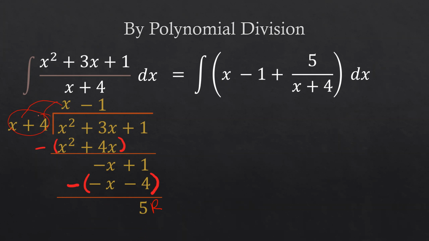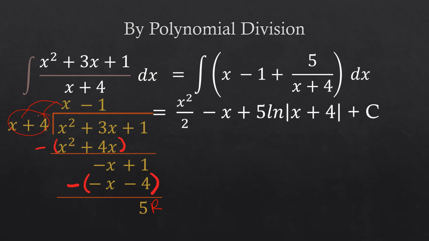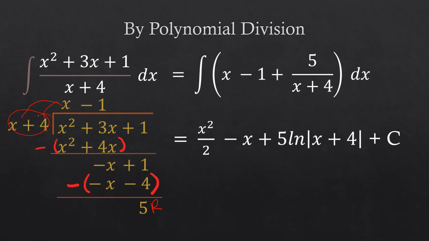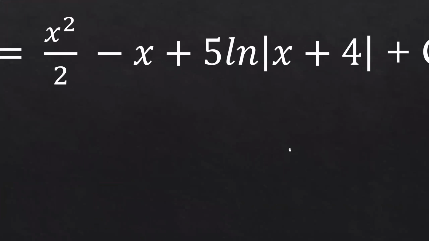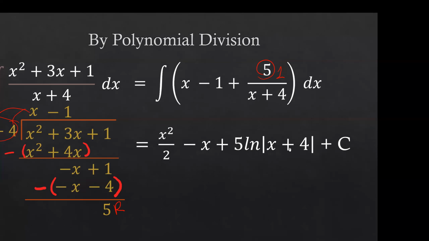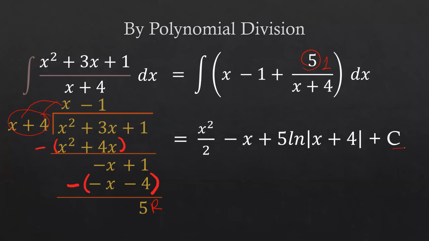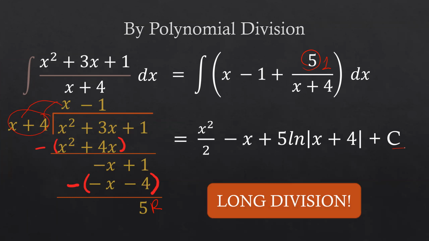Okay, now go ahead and take the integral. We have x squared over 2 minus x plus 5 as a constant, right? And then the integral of 1 over x plus 4 is ln of x plus 4. And don't forget your plus c. And that is how long division works. And that's why you had done long division in algebra classes, right?